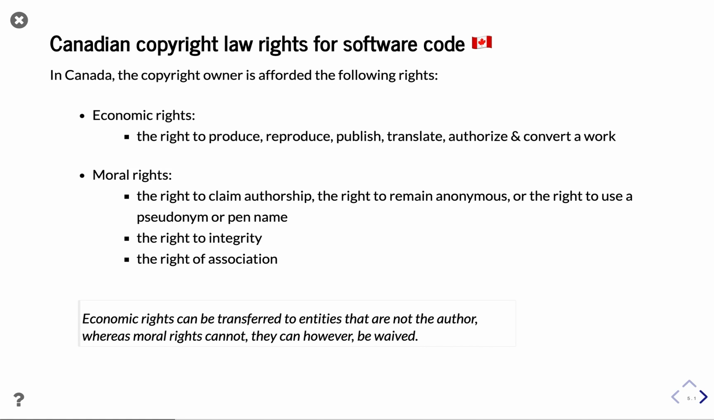The economic rights in copyright in Canadian law can be transferred to entities other than the author who typed the code on the screen. In a little bit, we're going to be talking about the case where you write the code while you're employed by somebody. And in those cases, the economic rights can be transferred, or are transferred, to whoever the employer is, the individual or the business. Moral rights, on the other hand, under Canadian law, cannot be transferred. They can, however, be waived, and this is often common practice when you are working as an employee.